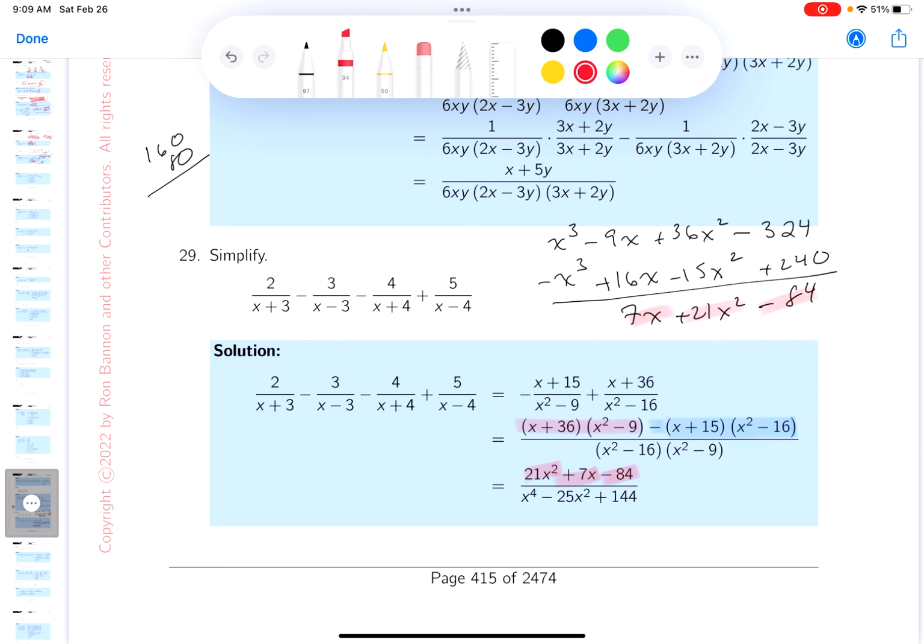Now, you don't have to multiply the bottom out, but you can if you like. So that's a relatively simple multiplication problem. X to the 4, then you get minus 9 minus 16 is minus 25x squared, and minus 16 times minus 9 is plus 144. Things work out really nicely.